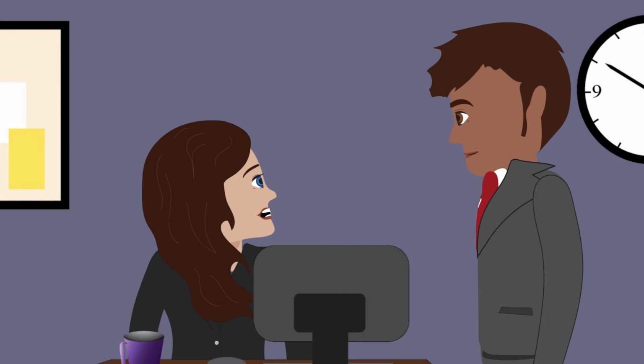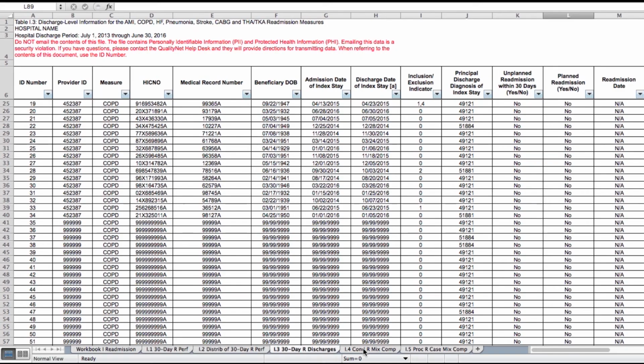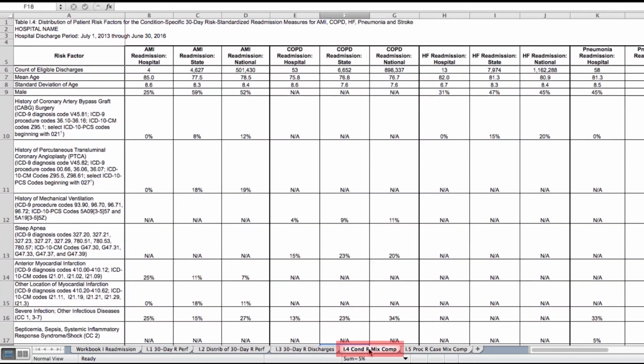I think we can use this information to identify trends in readmissions in areas we may want to pay more attention to in order to reduce our readmission rates. Is there any other information we can use for our presentation? The next couple tabs tell us about our patients' risk factors and how sick they are compared to other patients in the state and the nation.